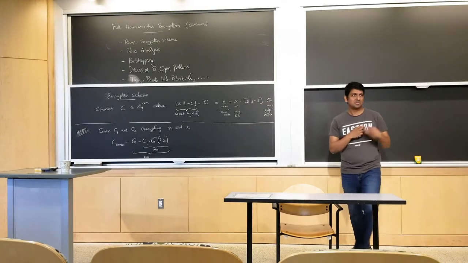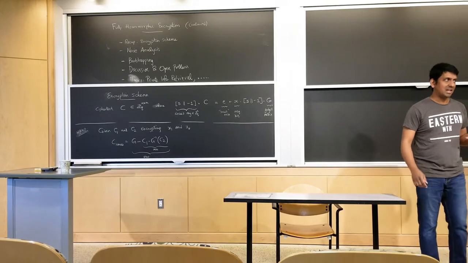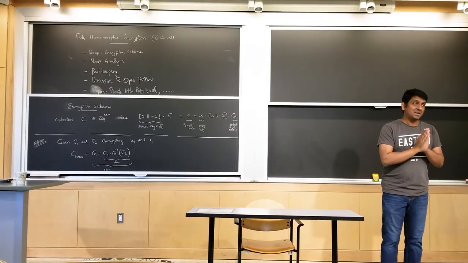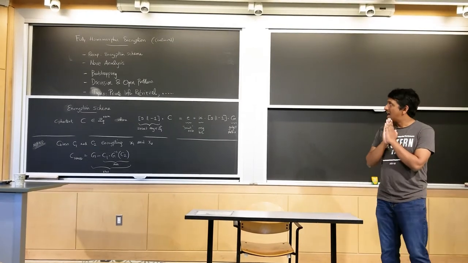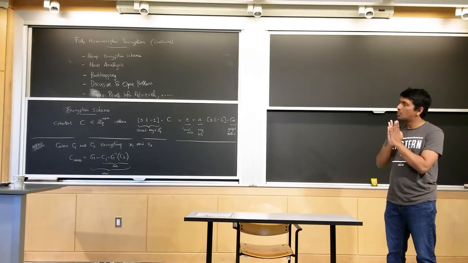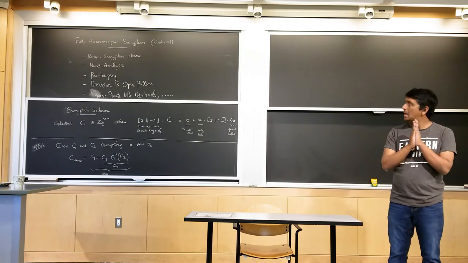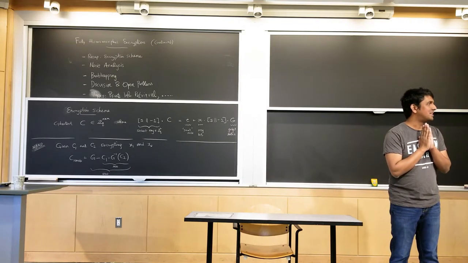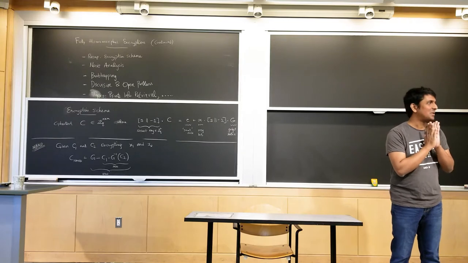So we're going to build off of what we did in the last lecture. We're going to continue with homomorphic encryption. We're going to finish it today, hopefully. And I'll tell you a few more things we need to do before we get there. And at the end, I'll tell you about a few open questions that hopefully you can help me solve.